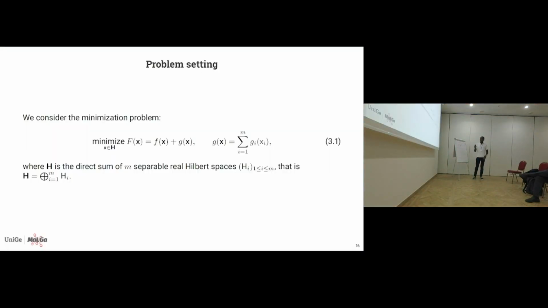So as I said, the setting is this one. We have a composite function, the sum of f and g. F is differentiable, and g is not necessarily differentiable, but they are all convex, and g is separable. And we put ourselves in the Hilbert space, in the direct sum of Hilbert spaces. And now, just a refresher, because it was at the beginning, so I have to refresh very quickly, it's important.